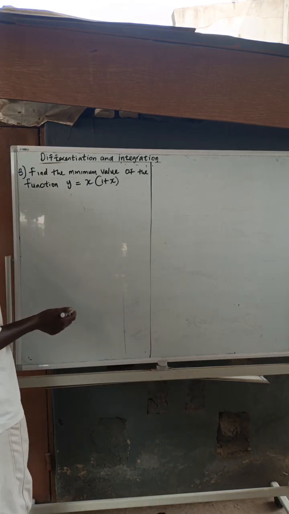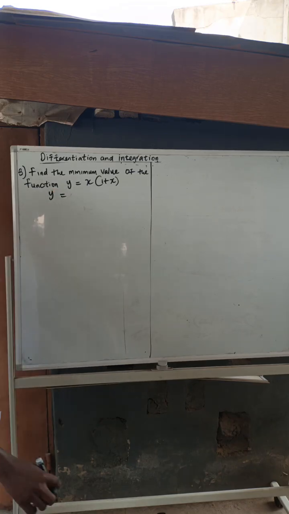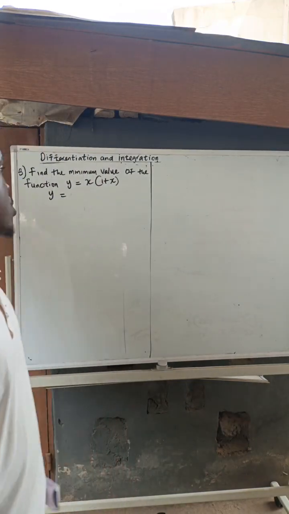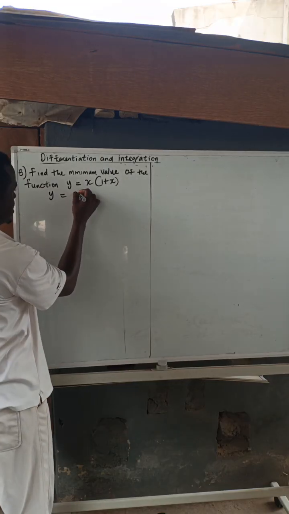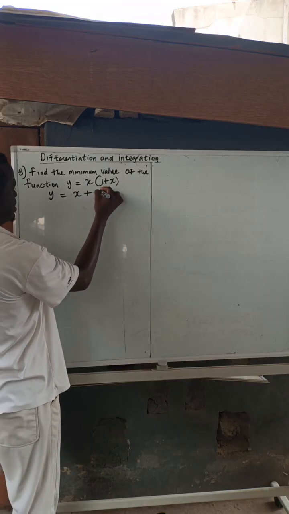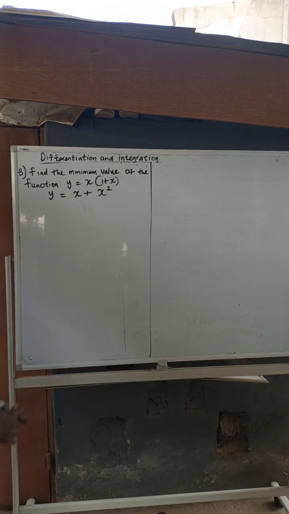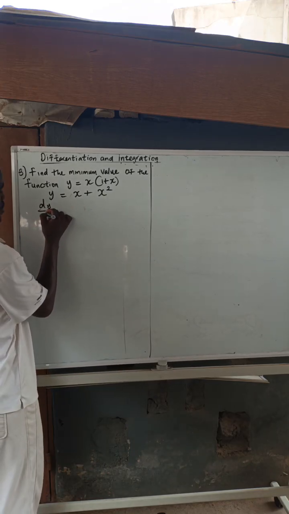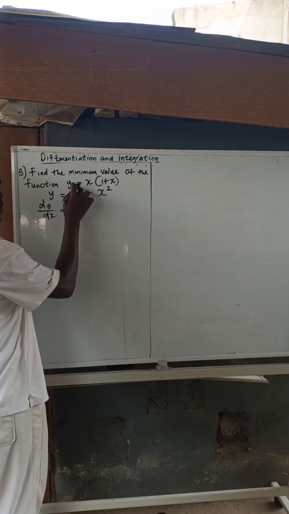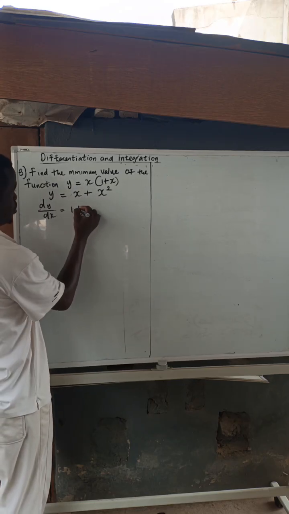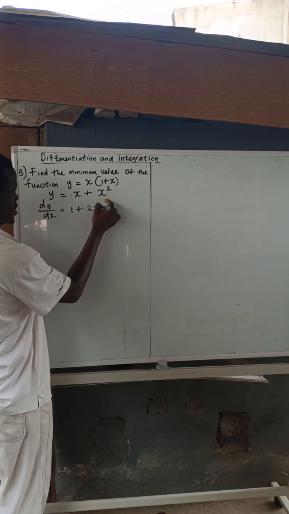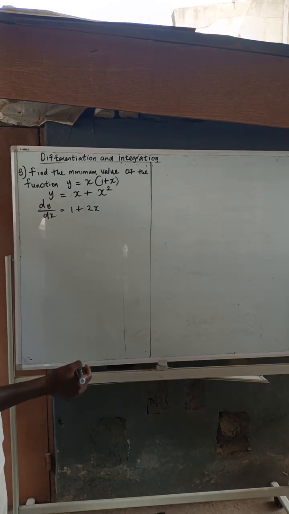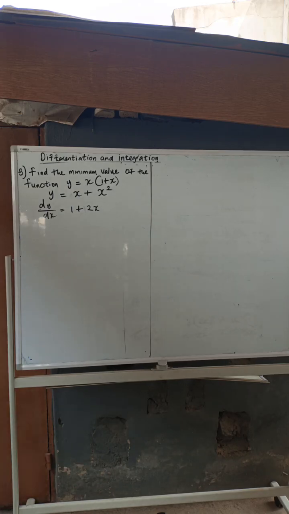Now, very easy. The first thing I need to do is to expand this bracket. So that's x multiplied by 1, that gives me x, plus x multiplied by x, that is x raised to power 2. Now, from here on, I can easily differentiate. So my dy dx here gives me 1 plus 2x. By now you should have already understood how I got my 2x and my 1.